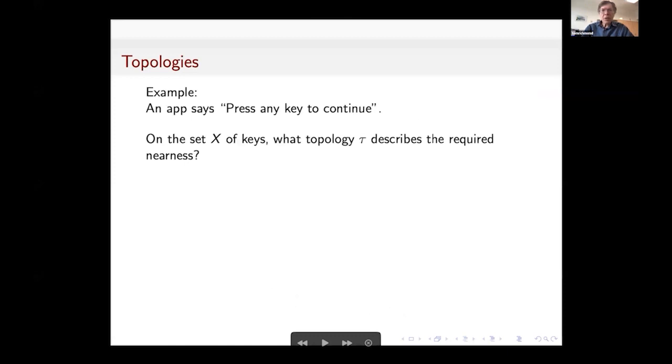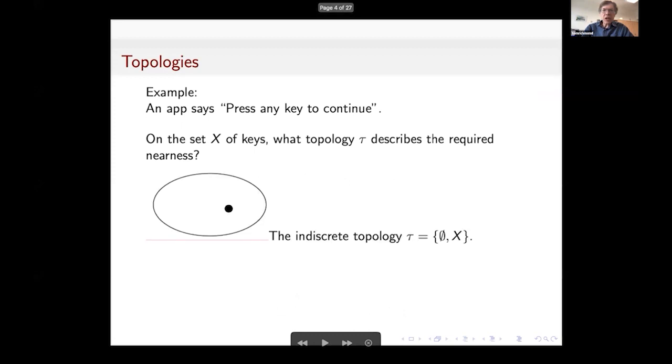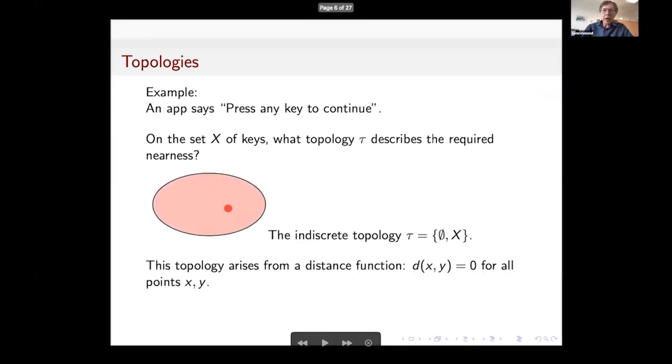So, for example, if you have an app that says press any key to continue, then what is close to the correct input? Well, anything would be close to the correct input. So you could actually have a distance function that measures this closeness, and everything is 0 away from what you're looking for. If anything you put in has a discrepancy of 0 from what would work.